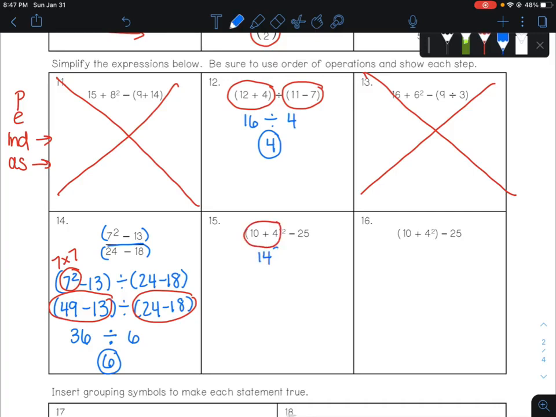But now that 2 is on the 14, whatever we got from the parentheses, minus 25. Next up, step 2, exponent. 14 times 14. So we get 196 minus 25, and that's going to be 171. Let's see if 16 is the same.